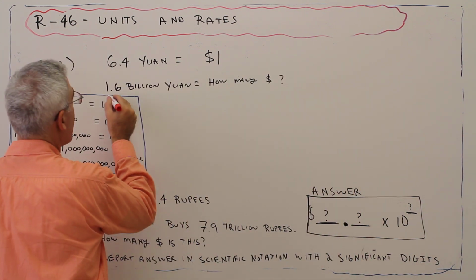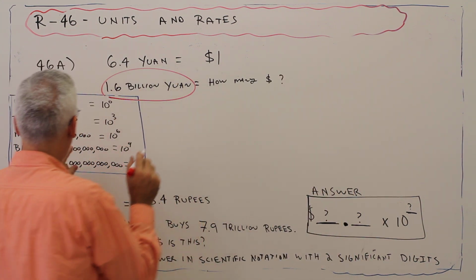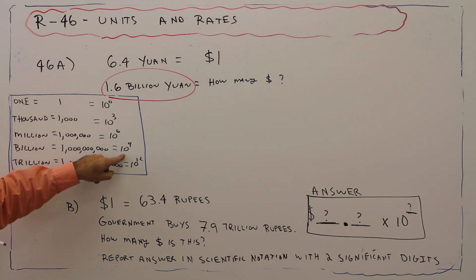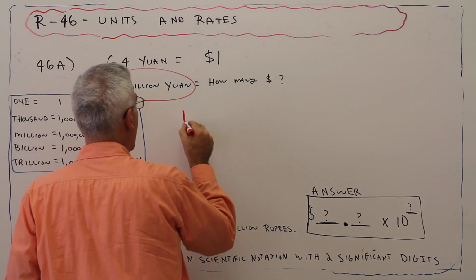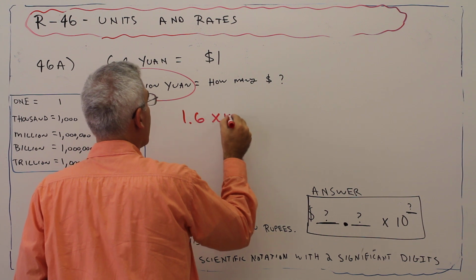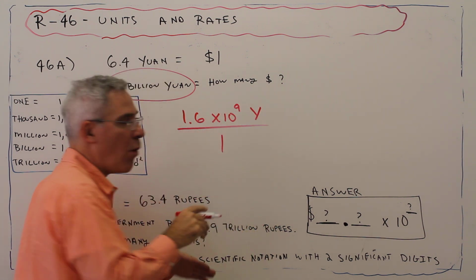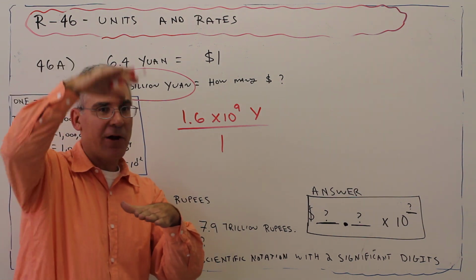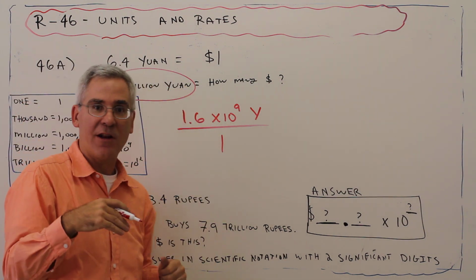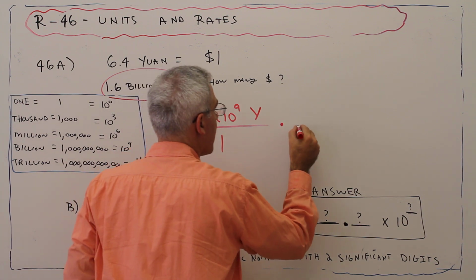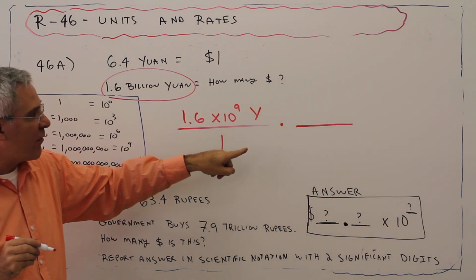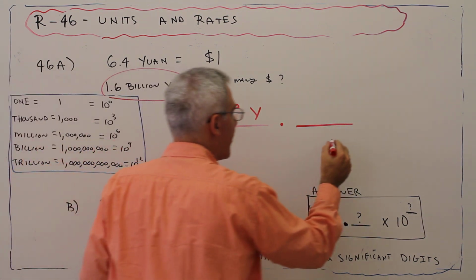All right, so I'm going to start with this. Realize that a billion is 10 to the ninth. So I've got 1.6 times 10 to the ninth yuan. I'm going to put it over 1 because when I multiply by a unit multiplier, I like to have a numerator and a denominator. And I want the yuan to disappear, so I'm going to put them in the denominator.